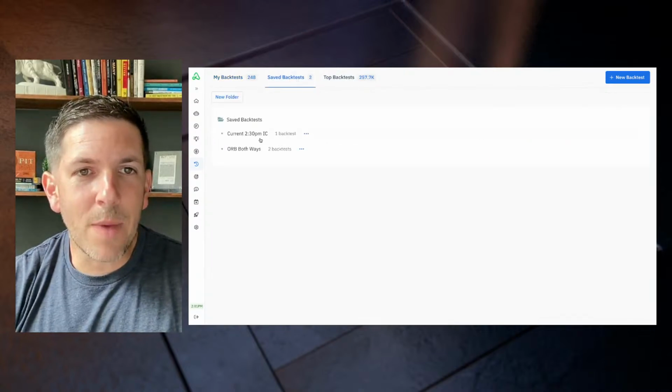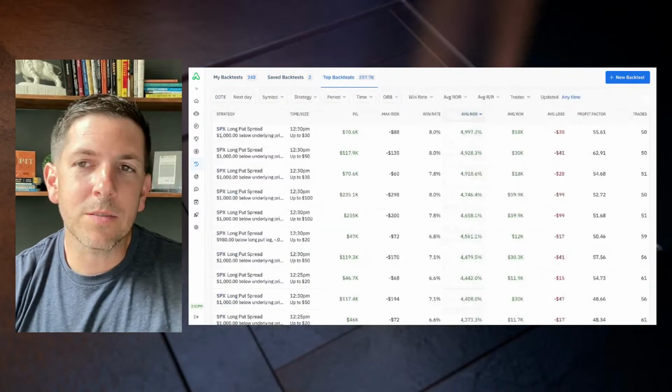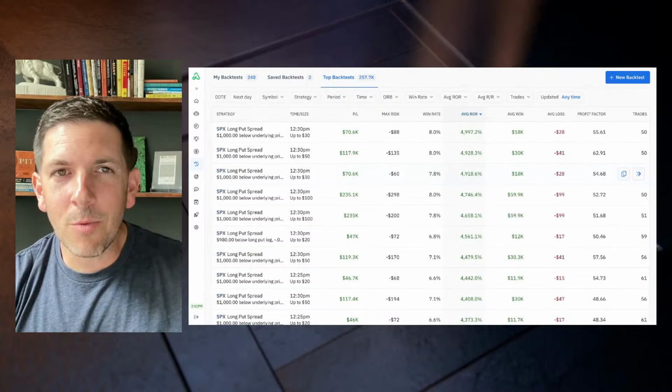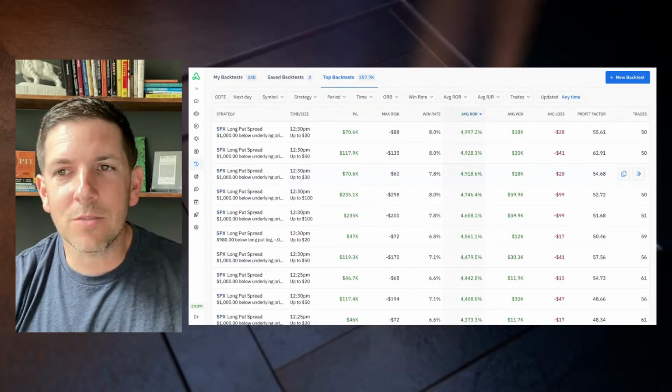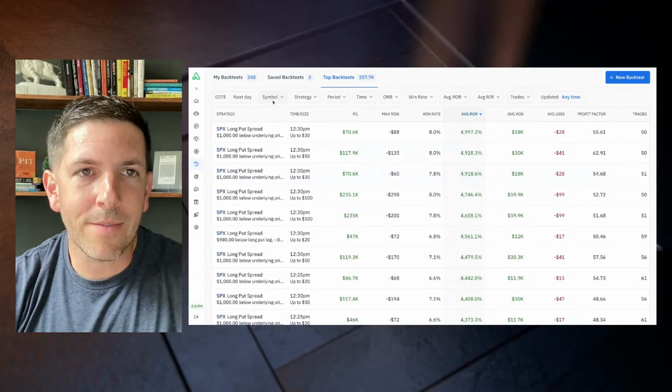So you can actually save backtests that you like and put them into different folders and categories. And then you've got Top Backtests, which is actually kind of cool because it basically gives you data on some of the top backtests in the community. You've got to comb through this a little bit, do some logic checks, some rational checks around some of these, but it's a good place to start if you have any ideas.